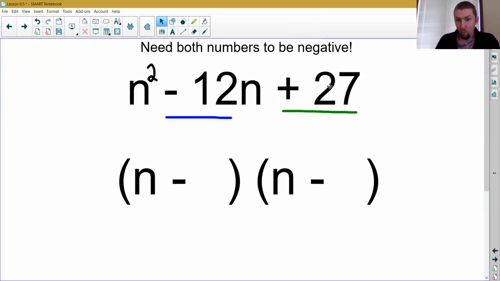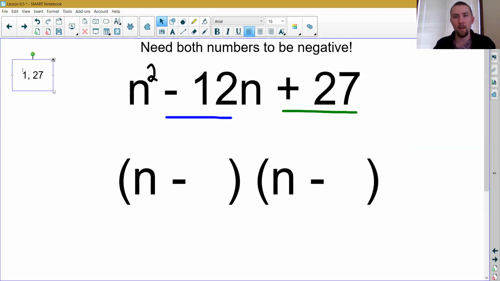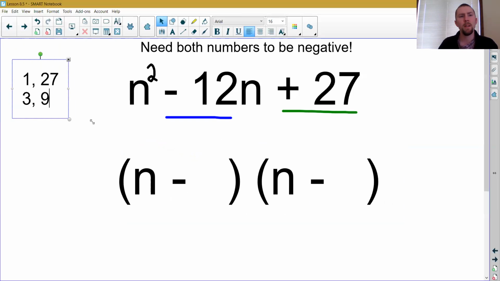Again, I'm asking myself, what can multiply to 27? Well, 1 and 27, but if I made both of those negative, they'd add up to negative 28. So that's not going to work. 2 doesn't work. 3 times 9 would work.